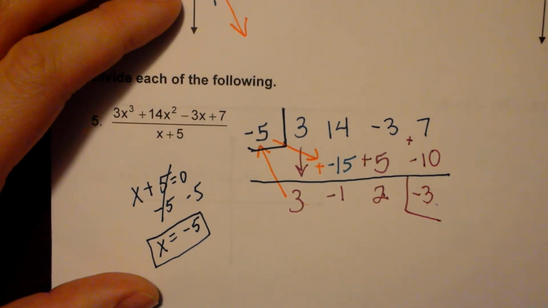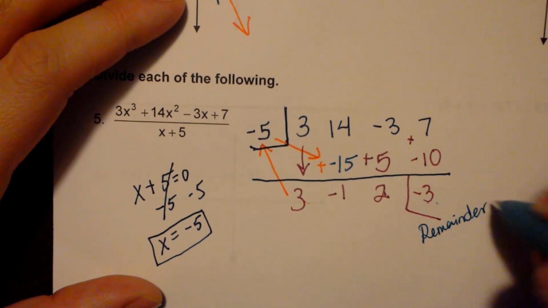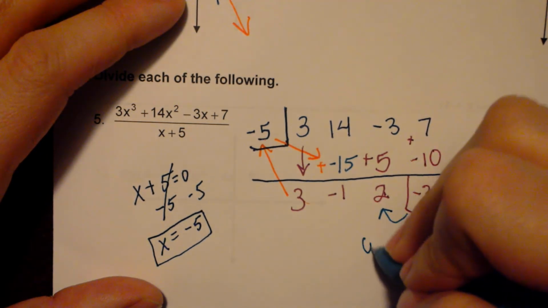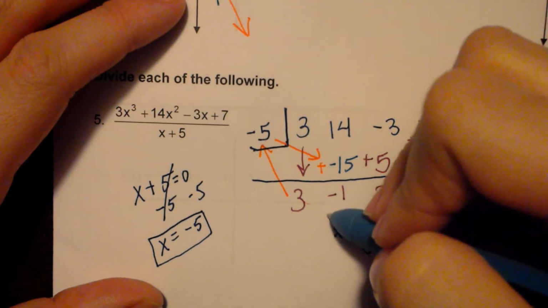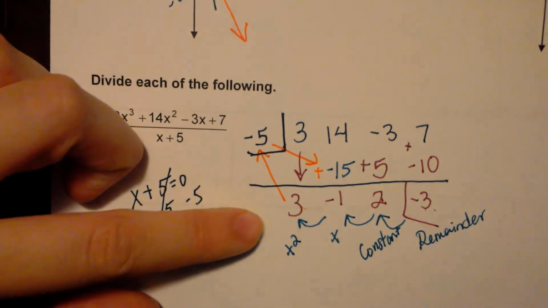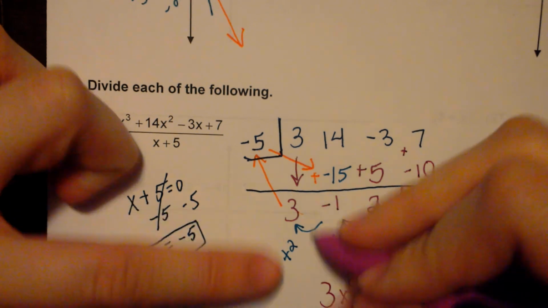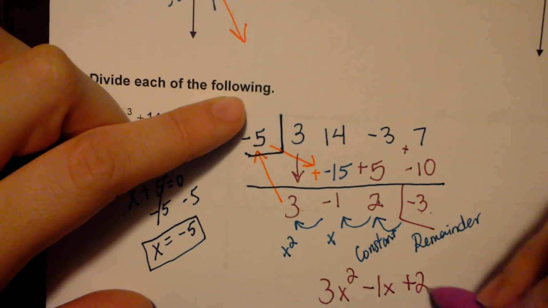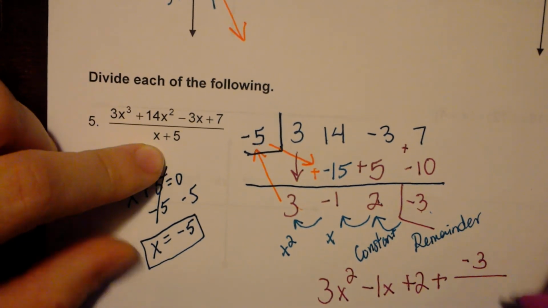And we called our last term our remainder. And so the one to the left of the remainder is the constant. To the left of the constant is our x term. To the left of the x term is our x squared term. And we just found our coefficients. So our answer, we have 3x squared minus 1x plus 2 plus the remainder over our original divisor, x plus 5.